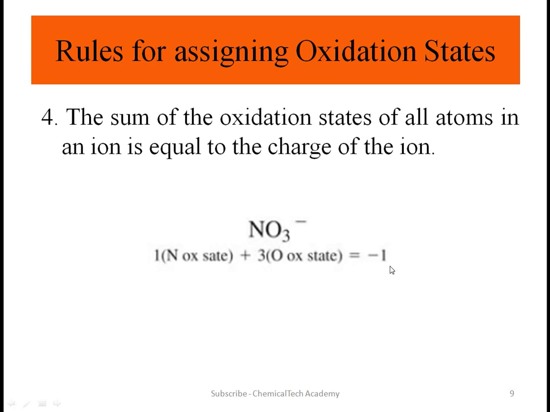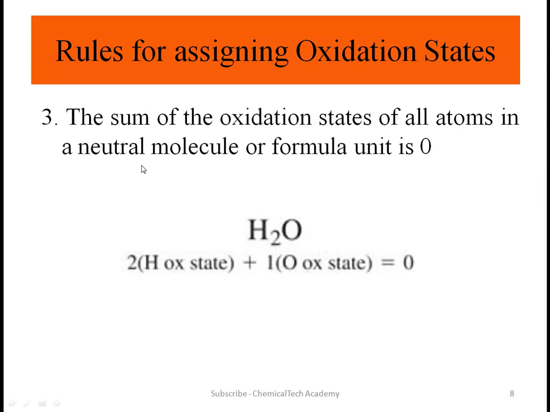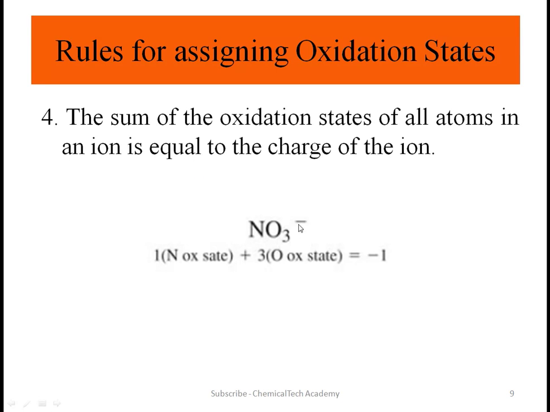Number 4: the sum of the oxidation states of all atoms in an ion is equal to the charge of that ion. That's the difference between number 3 and number 4. Number 3 belongs to a neutral molecule or compound, so it has to be 0. Here we have an ion with a charge of -1, so the summation of all oxidation states must equal -1. We have 1 atom of nitrogen and 3 atoms of oxygen, so 1 times the oxidation state of nitrogen plus 3 times the oxidation state of oxygen has to equal -1.